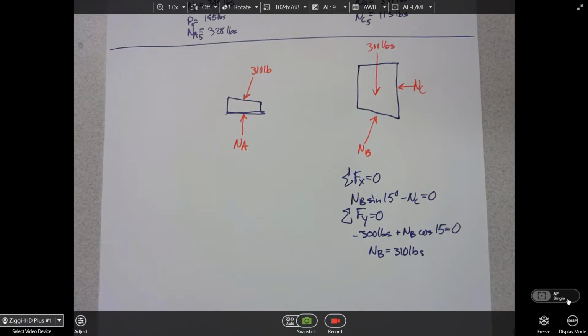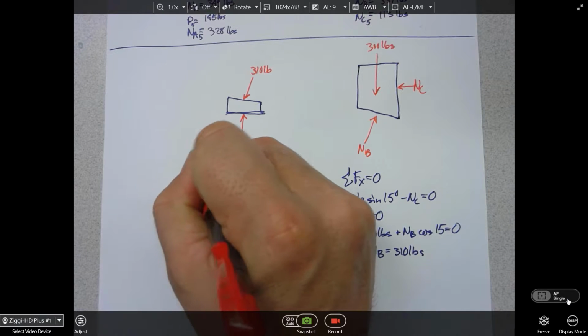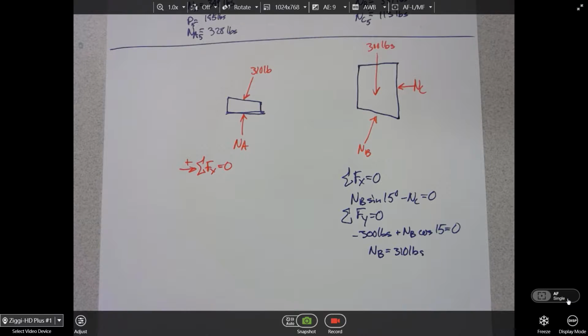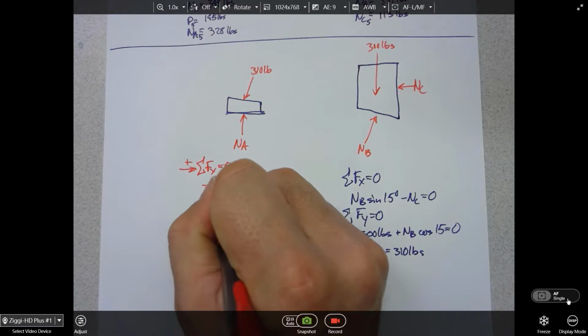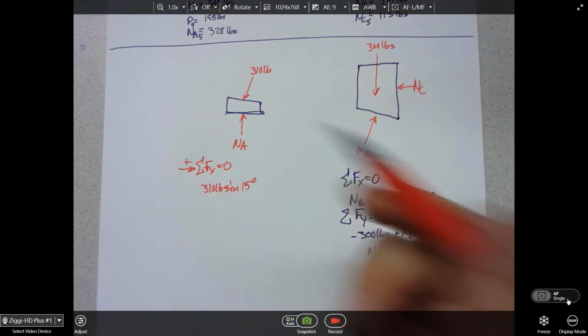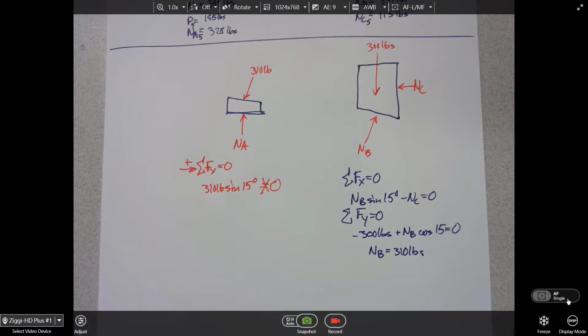Well, if there's no friction holding it, no, it does not sit there. What happens? Sliding. Yeah, this guy is going that way, because if we sum the forces in the x direction right now and set it equal to 0, we can't, because we have 310 pounds sine 15 degrees, which does not equal 0. That's the only thing in the x direction.